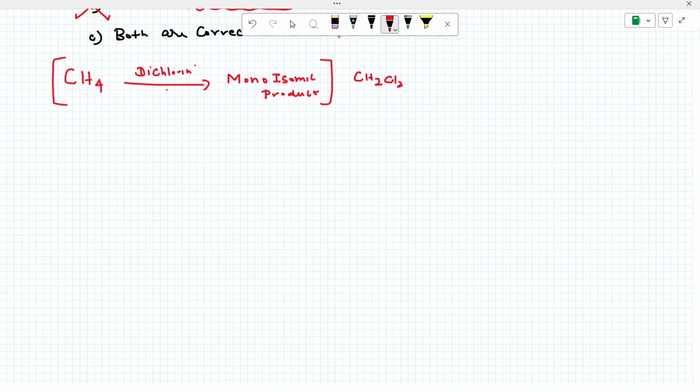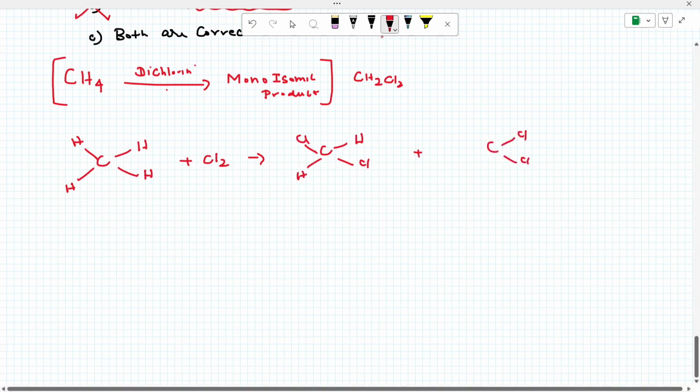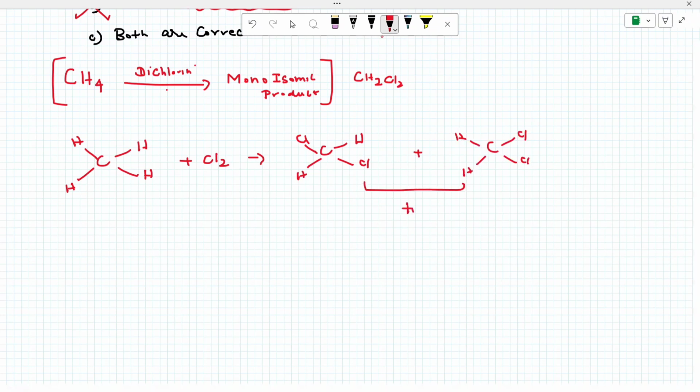For example, I take methane as square planar. In the square planar, if I do dichlorination, I get two products, one cis and one trans. Yes or no? Two structures I got, right? Here C, here H, here a Cl, here a Cl, here a H. This is one product. What is one more I will get? Carbon, Cl, Cl, H, H. But I get two products.